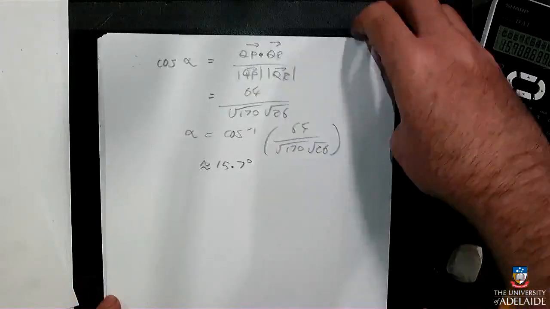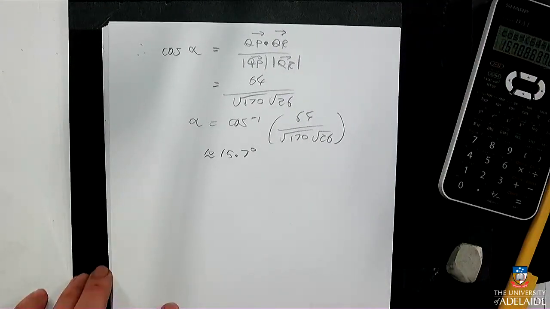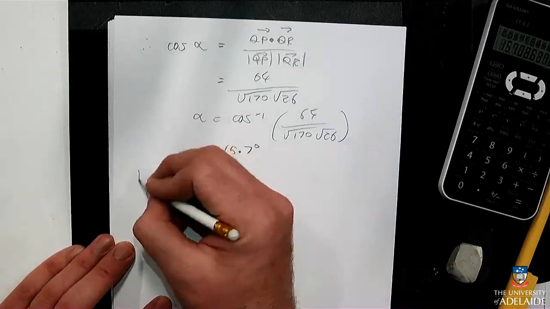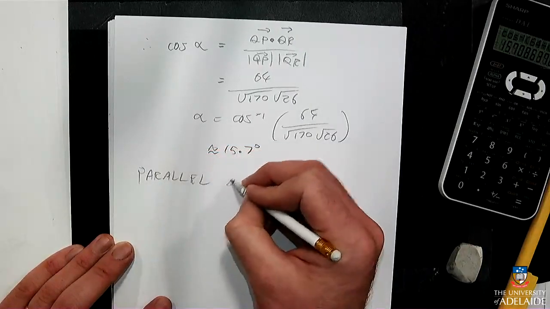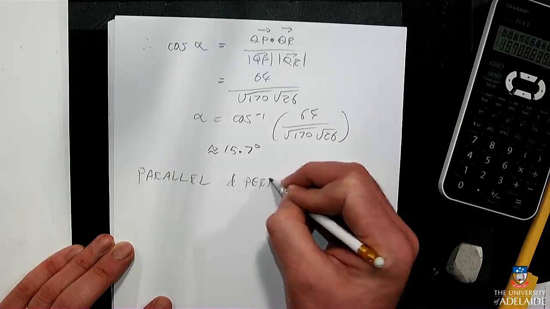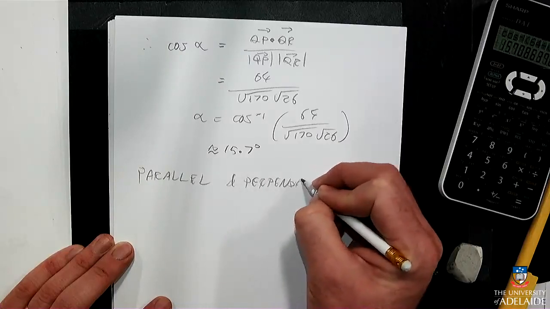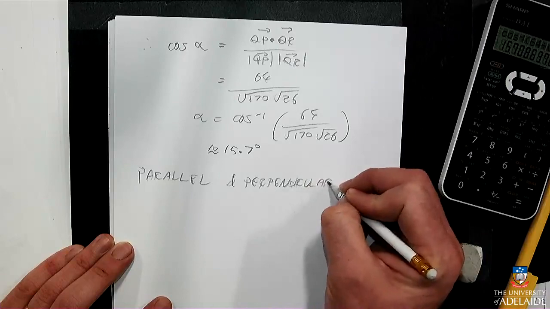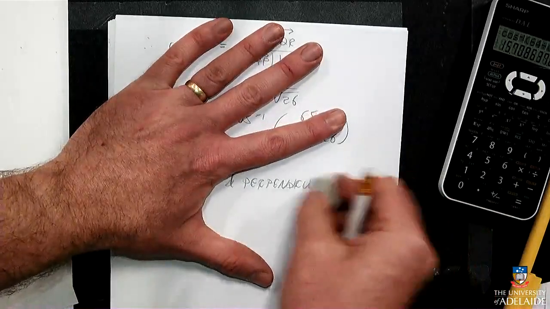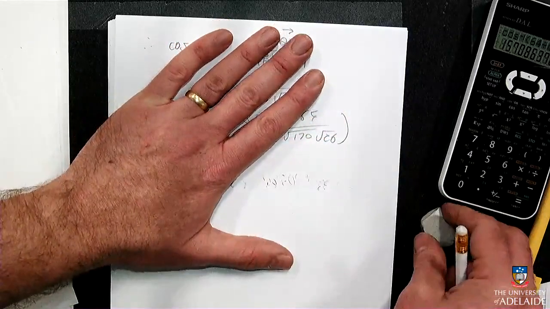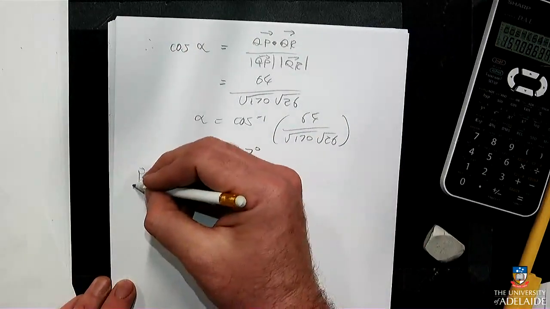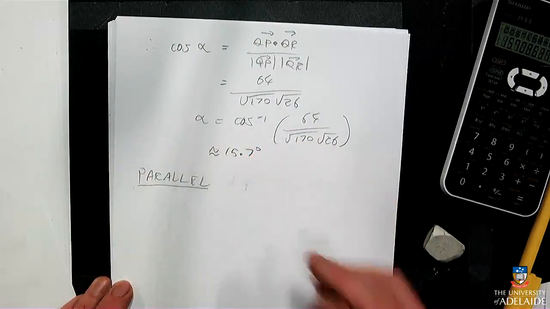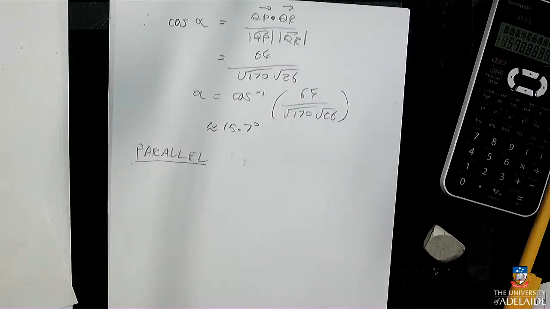Sorry about that, but I'm going to put this in parallel and perpendicular. Look, I'm going to do them separately. I don't want them together. We're going to get confused. So, parallel. Two vectors are called parallel if they point in the same or opposite direction.